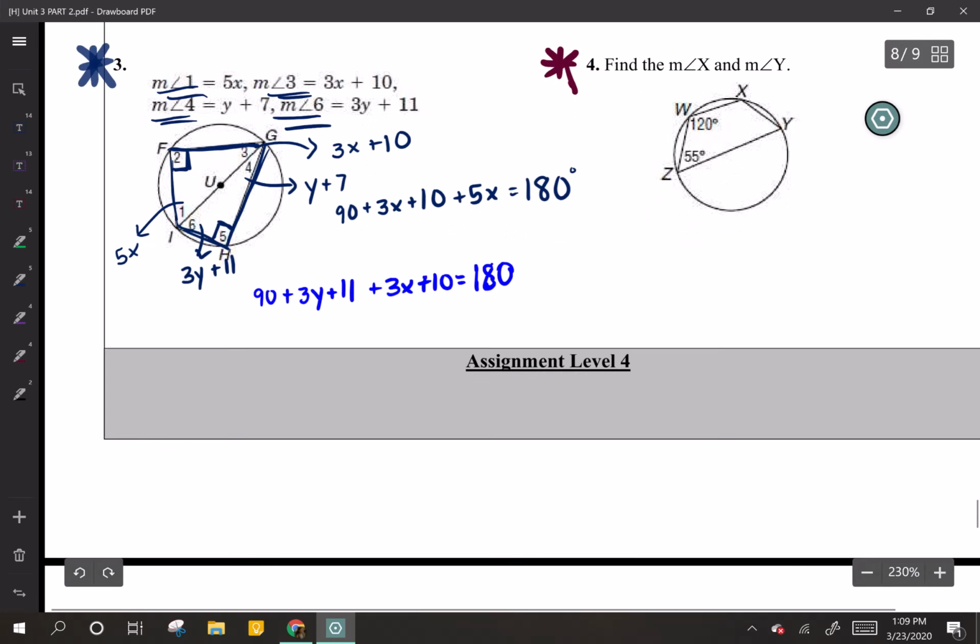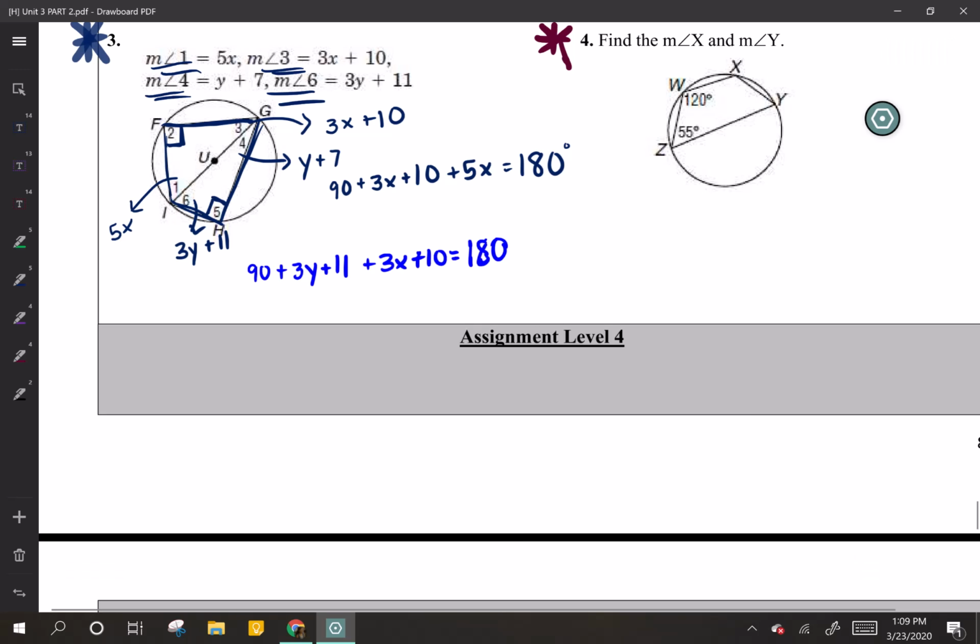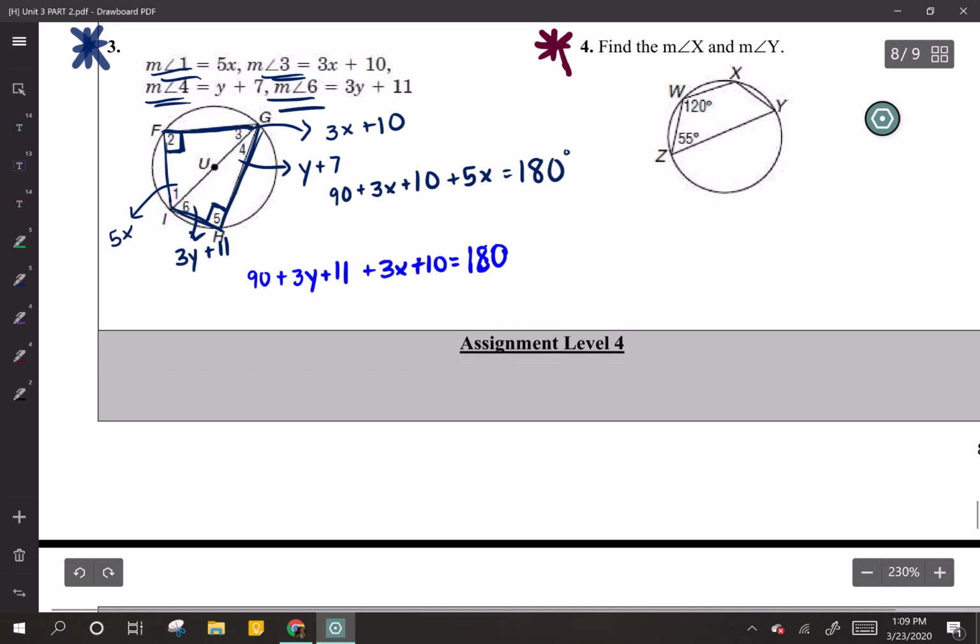Okay. I'll do the equation that solves for y first. We use the same steps as earlier, combine like terms. Oops, that shouldn't be 3x plus 10. This equation should have all y's, so this should be y plus 7. My bad. But like I was saying, combine like terms, you should get 4y plus 108 equals 180.